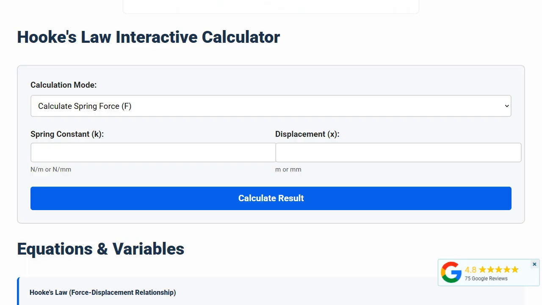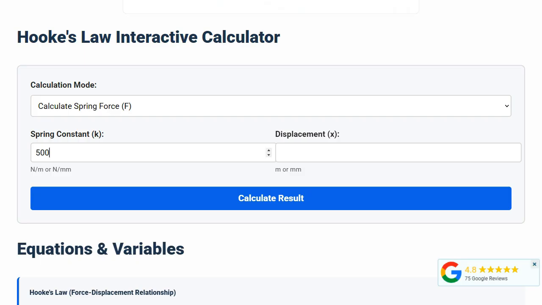To use this calculator, first select your calculation mode based on what you want to find. For calculating spring force, you'll need to enter the spring constant in newtons per meter and the displacement in meters. Let's enter a spring constant of 500 newtons per meter and a displacement of 0.05 meters.